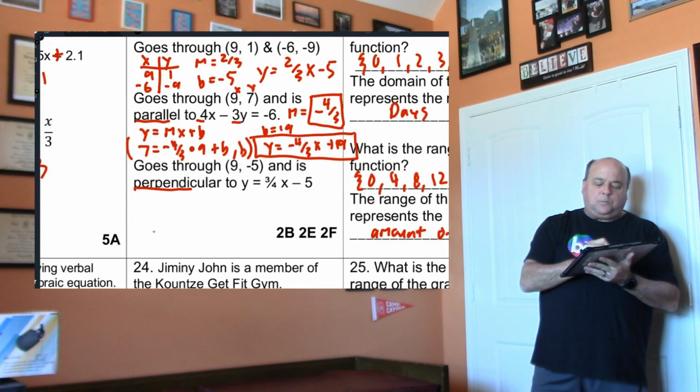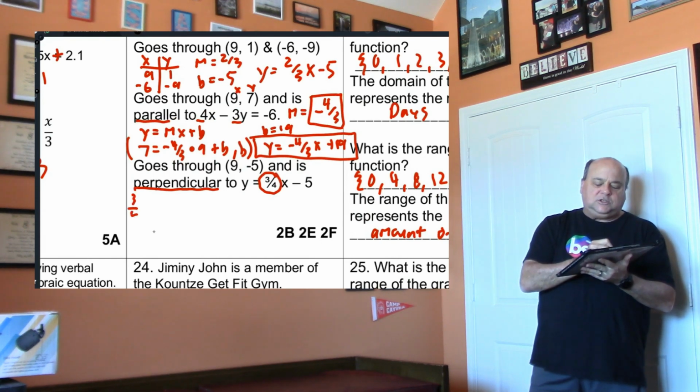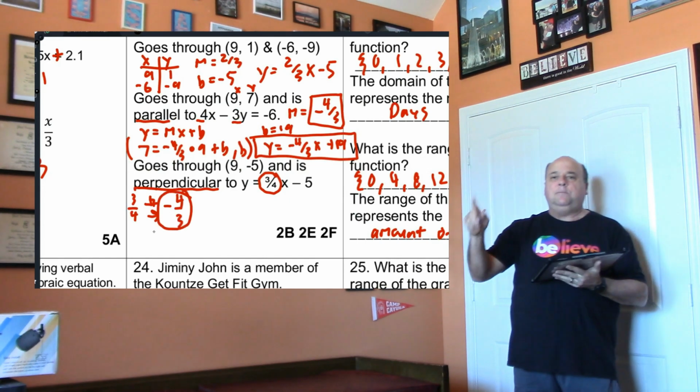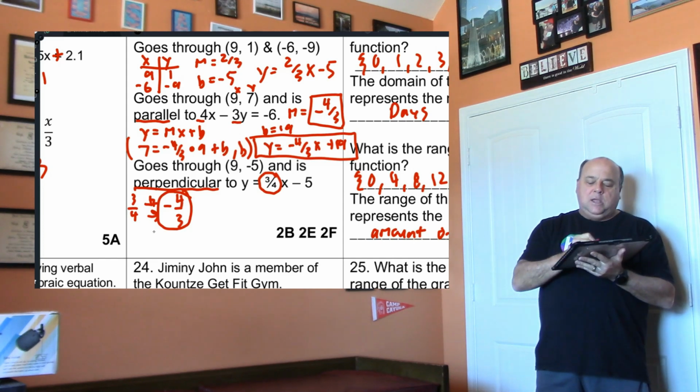Oh, this one is perpendicular. This right here is our slope. So our slope is 3/4. We need a perpendicular slope. We need to flip, don't we? So we're going to flip the positive to a negative and flip the 3/4. That's our m. So this is my x, this is my y.